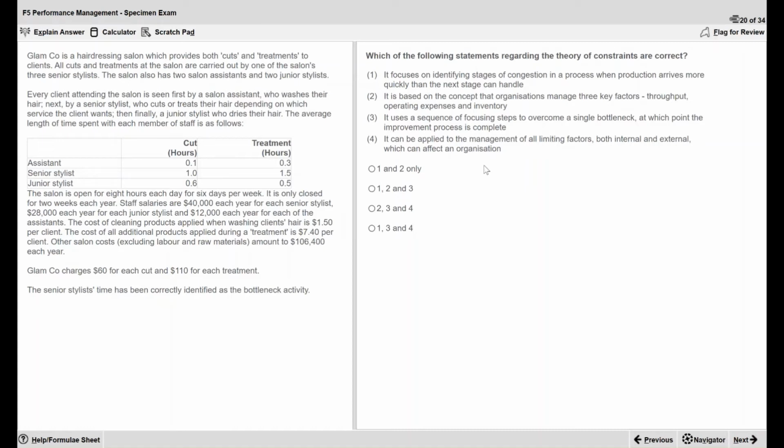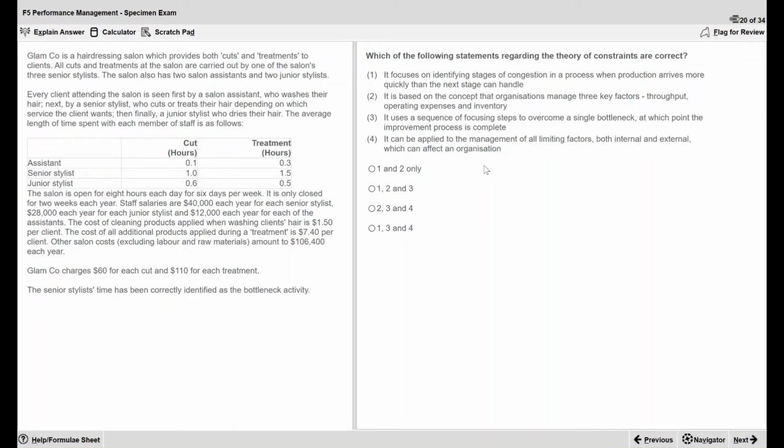Okay, which of the following statements regarding theory of constraints are correct? It focuses on identifying stages of congestion in a process which, when production arrives, more quickly than the next stage can handle. It is based on the concept that organizations manage 3 key factors: throughput, operating expenses, and inventory. It uses a sequence of focusing steps to overcome a single bottleneck, at which point the improvement process is complete. It can be applied to the management of all limiting factors, both internal and external, which can act as an effect on the organization.